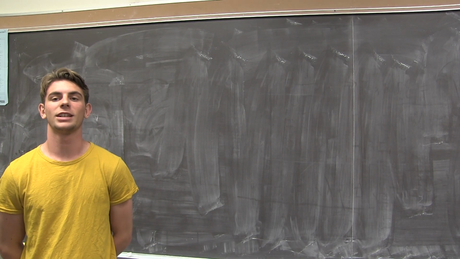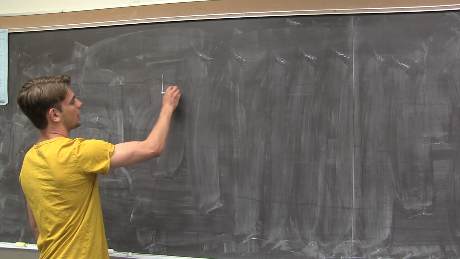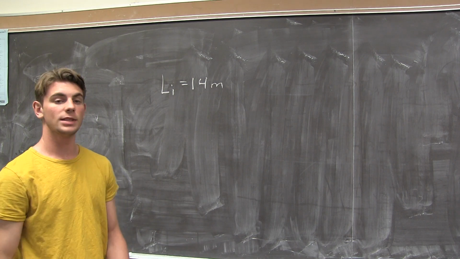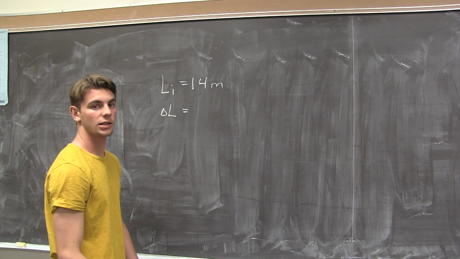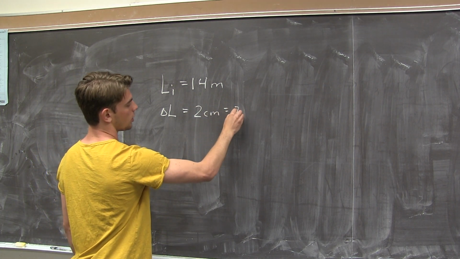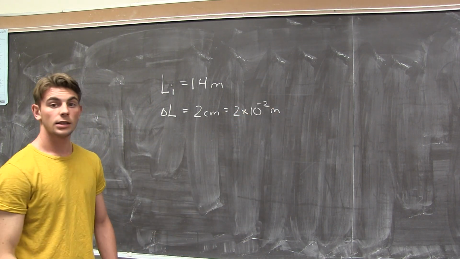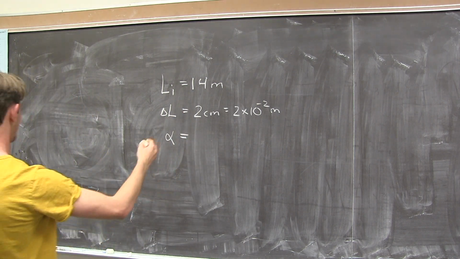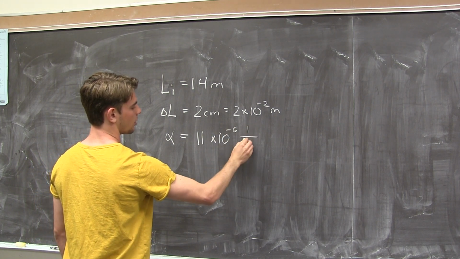So in this problem, we're given a steel beam 14 meters in length. The initial length is allowed to expand by 2 centimeters, which means that the delta L in our length expansion equation is 2 centimeters, or 2 times 10 to the negative 2 meters. We're also given that it's steel. That means that alpha is going to be 11 times 10 to the negative 6, 1 over degrees Celsius.